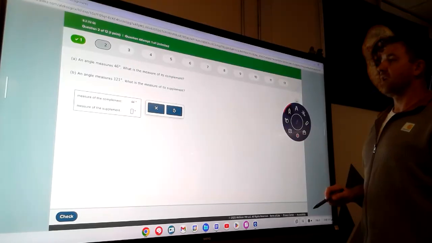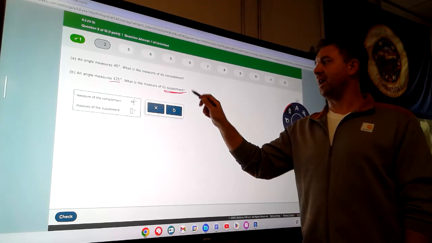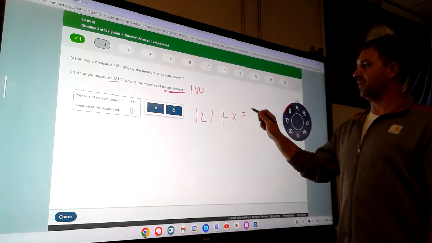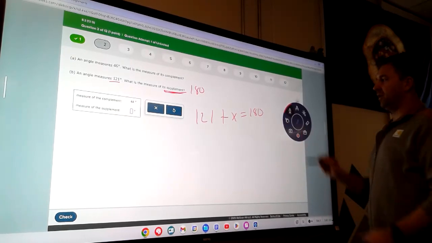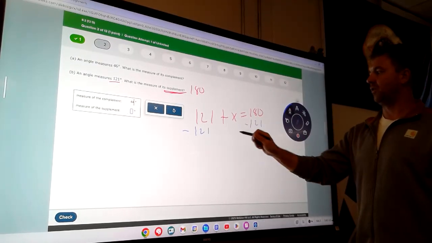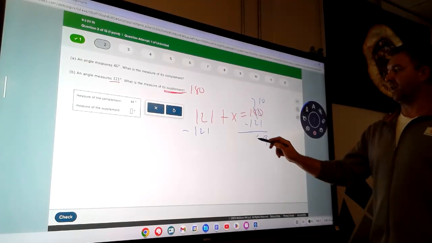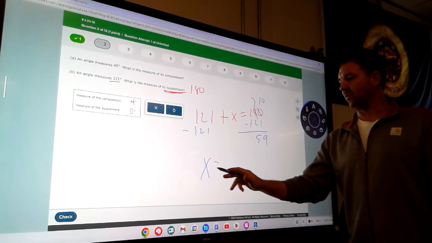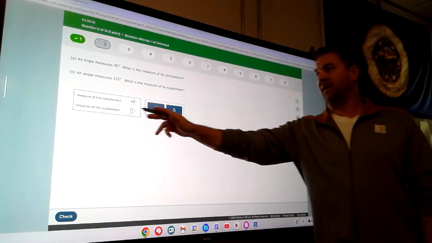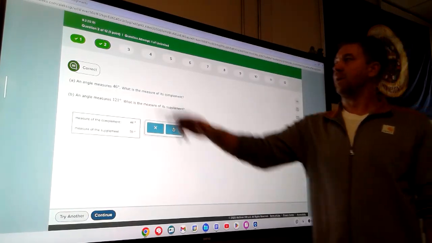Okay, next one. They're saying this angle is 121. They are supplementary. Again, supplementary means they add up to 180. So 121 plus what number is equal to 180? To solve it, you subtract. All I'm going to do is subtract 121 from both sides. Do the math over here: that becomes a 7, here's a 10, 9, and 5. So x has to be equal to 59 degrees. That means my other angle would be 59, so I'll put 59 in this one. Number 3.